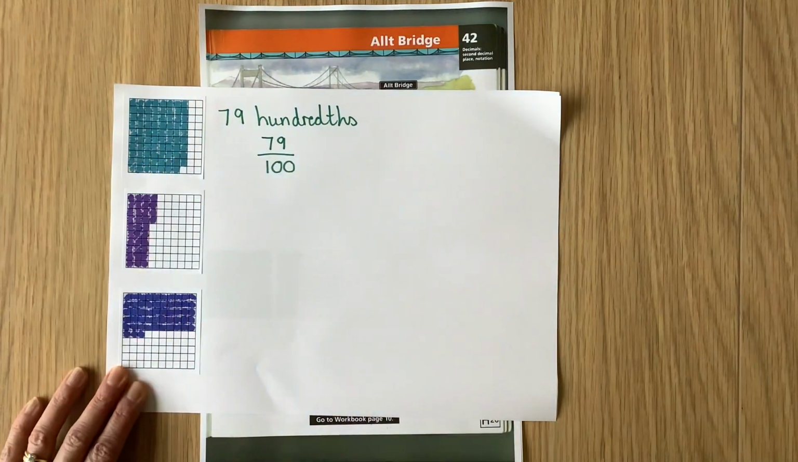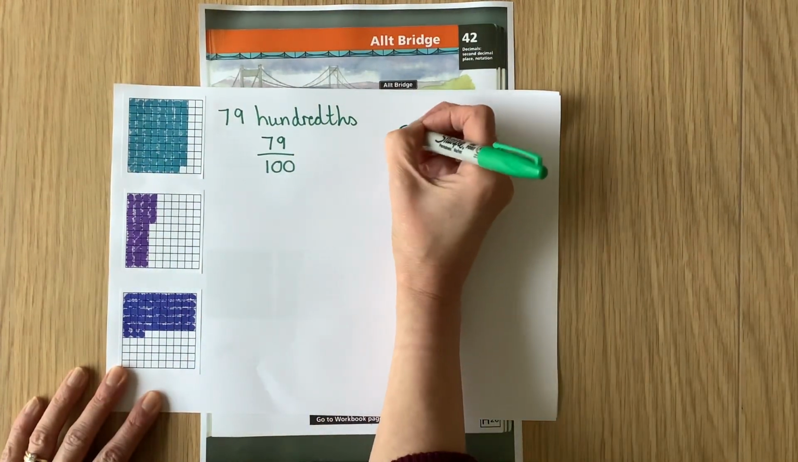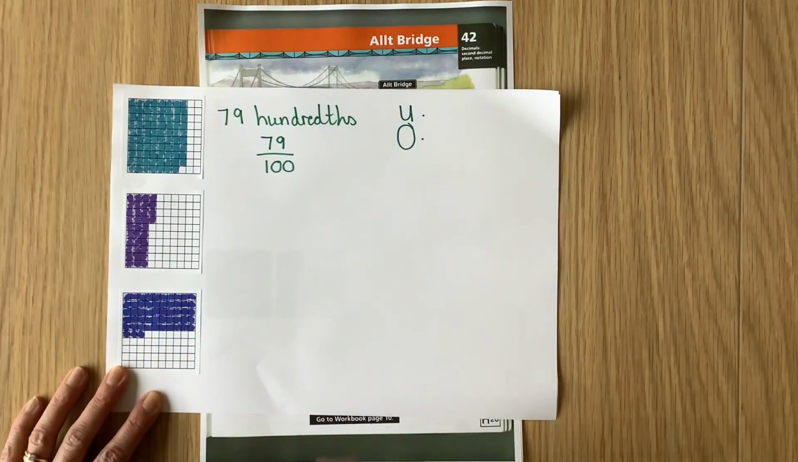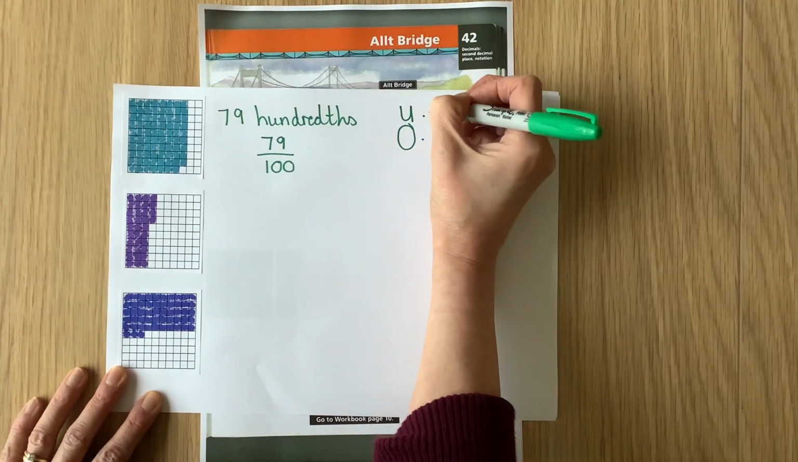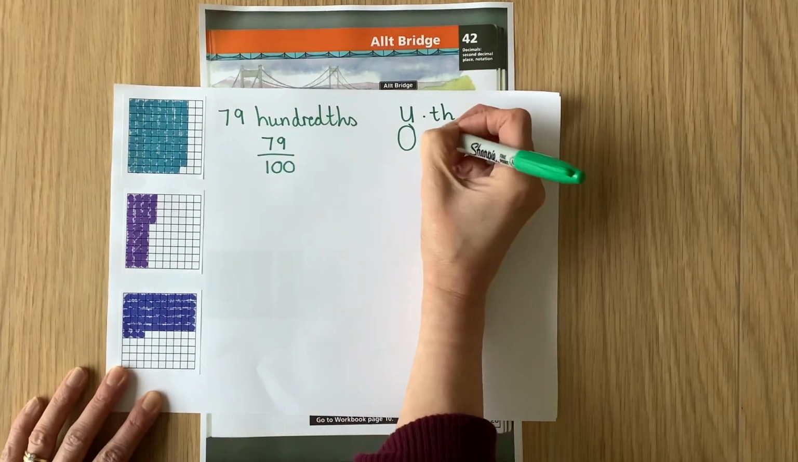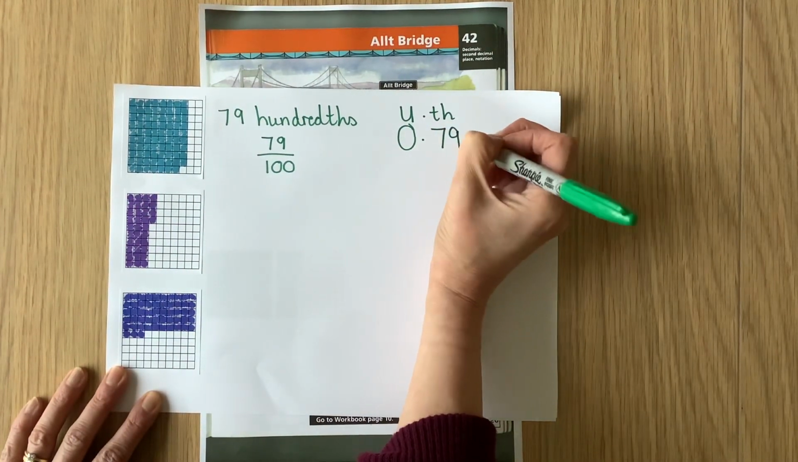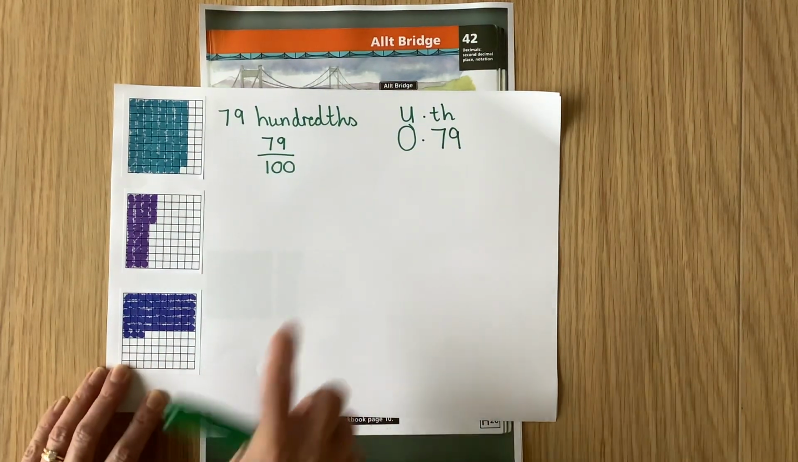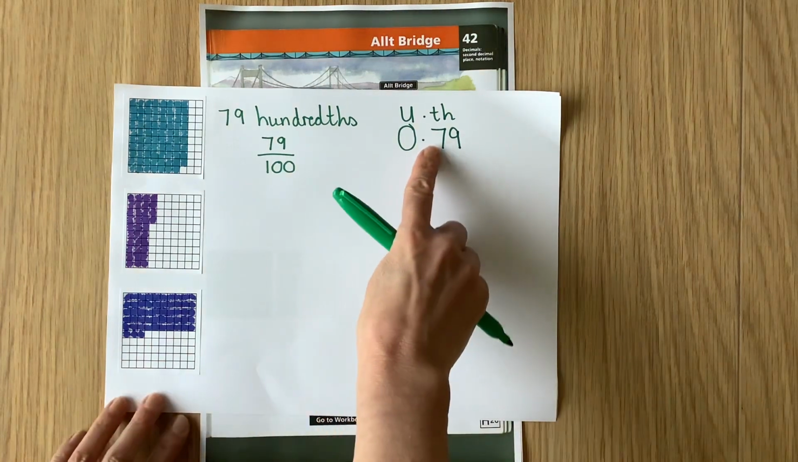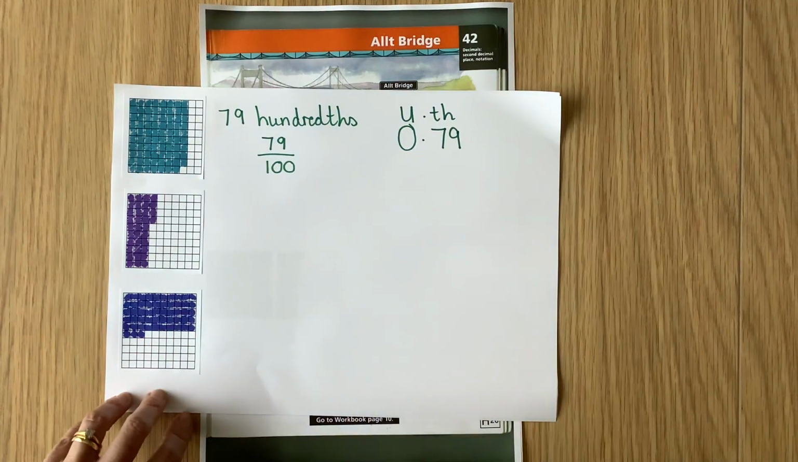Well, I haven't coloured in the whole thing. So 0, because I haven't coloured in any whole squares. How many hundredths have I got? I've got 79. So I put it after the decimal point. And how will I say this number? I will say 0.79. Say the numbers separately.